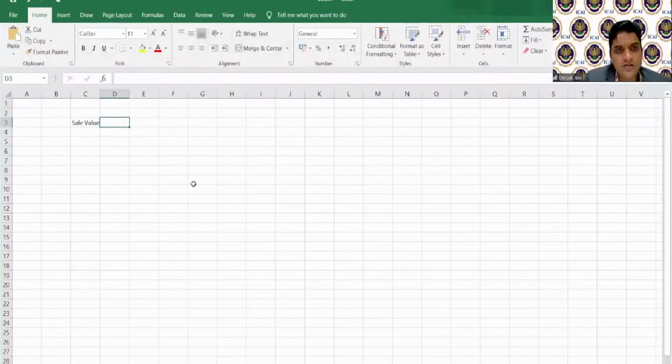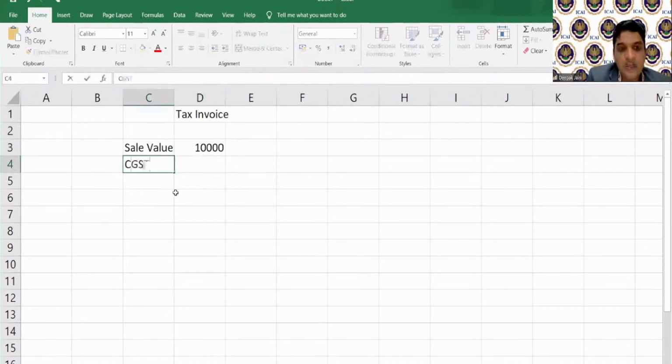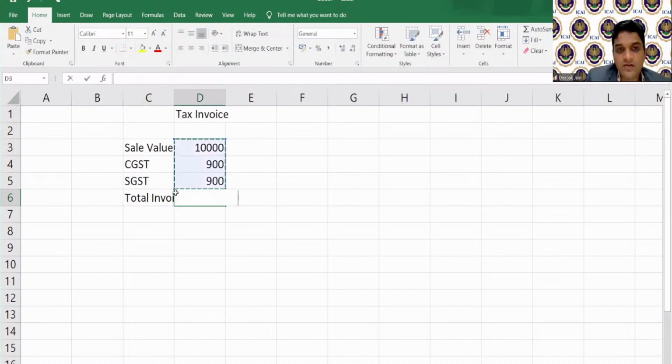So this is a case of a sale invoice. I have raised a sale tax invoice wherein the sale value is 10,000 rupees. On this, CGST of 9% and SGST of 9%. So my total invoice value is 11,800. Correct? Now, for the purchaser, how much will he get the credit, which is called ITC?